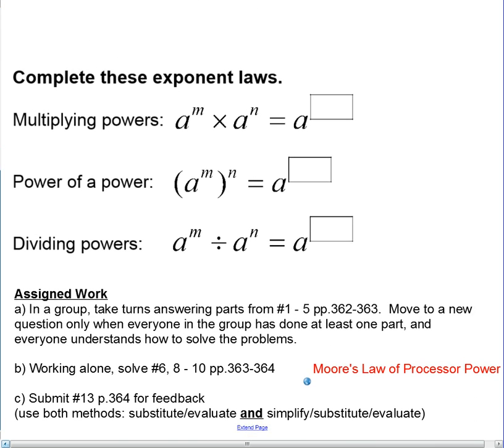And then you'll be working in class in a group on questions 1 to 5, taking turns to make sure everyone in the group understands before you move on. Working alone, solving 6 and 8 to 10, and then I'm collecting number 13 for your feedback question.